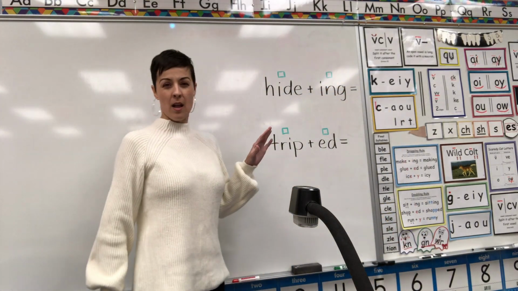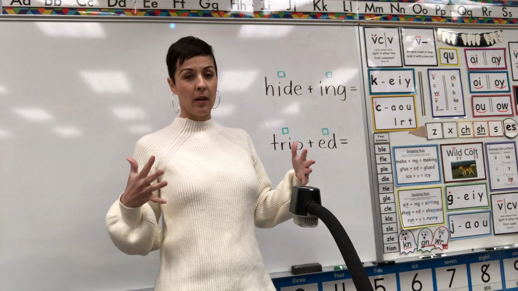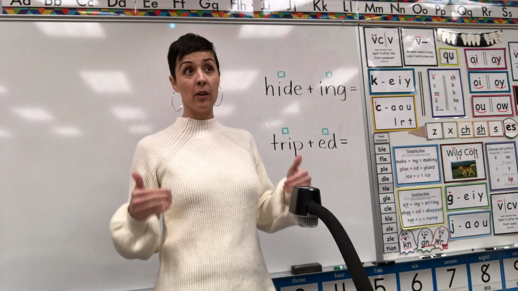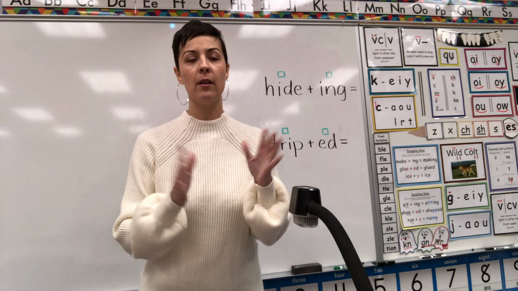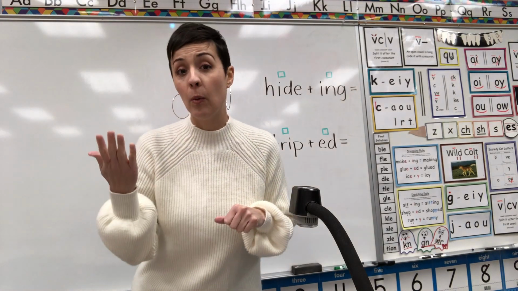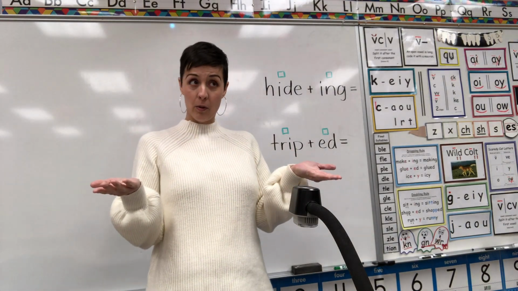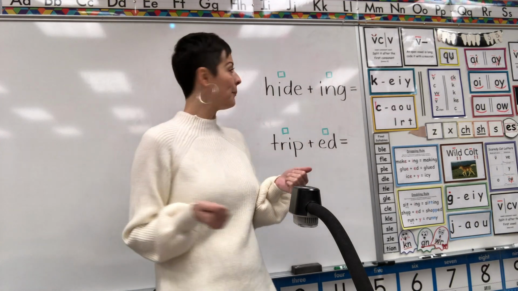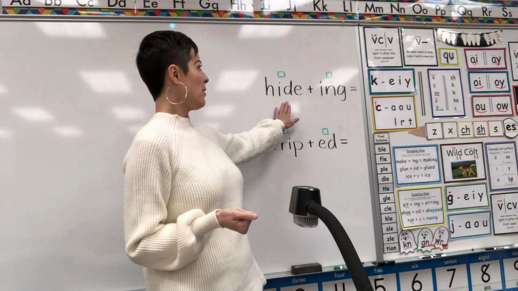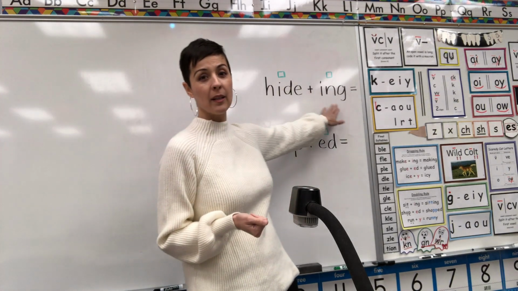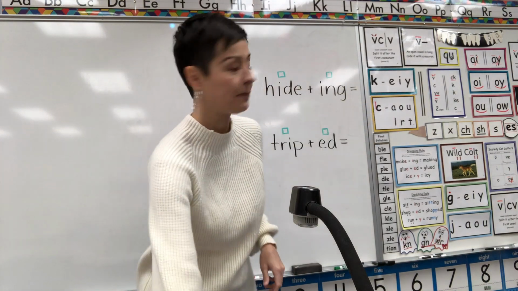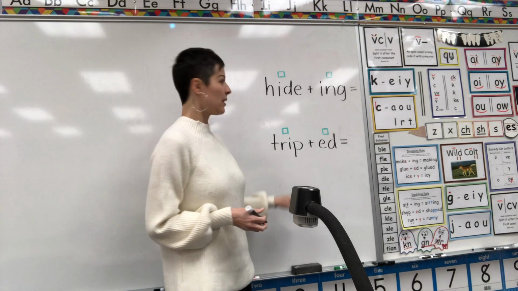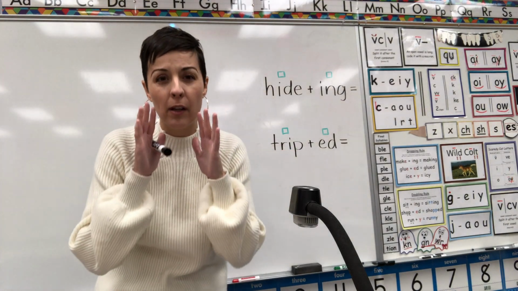Okay. We've already learned about the dropping rule, and we've already learned about the doubling rule. Today, I want to mix those rules together and see if you can still spell with the dropping rule and the doubling rule, even if we talk about them at the same time. So, I have on the board here the word hide plus ing equals hiding. That's what I want it to say. So let's just see if we remember. I'm going to give you a little clue, okay?